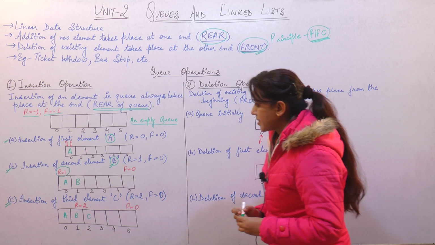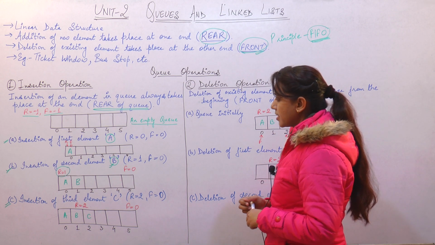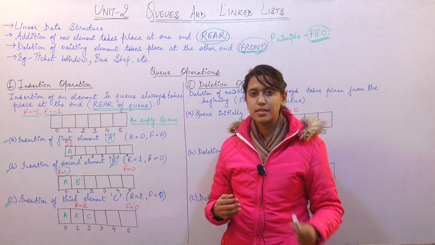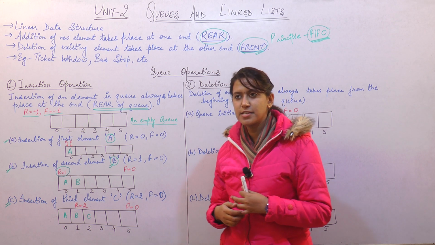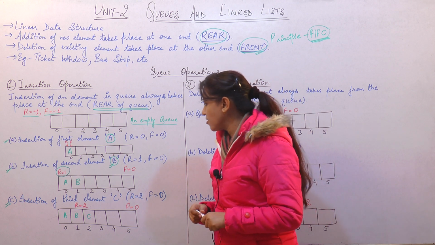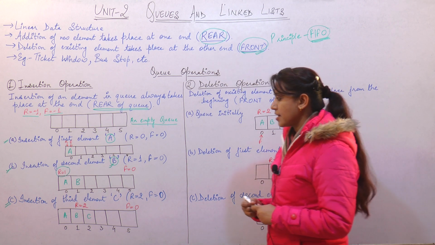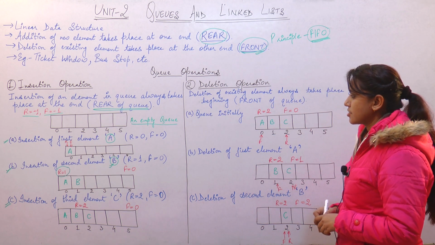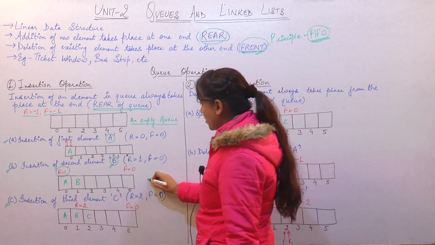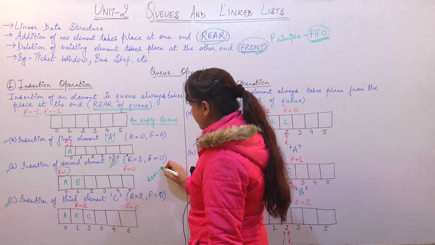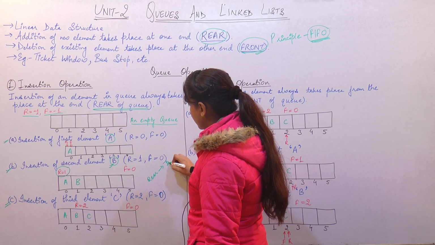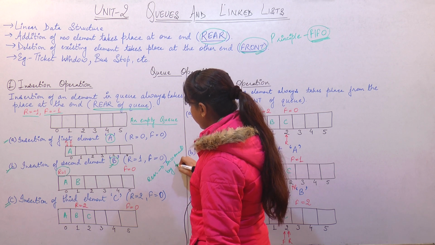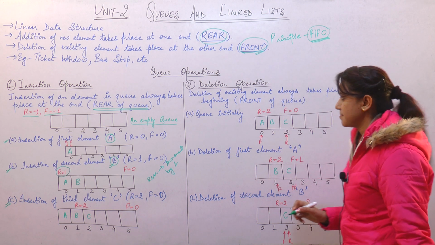Now the thing that we should note here is that whenever we are inserting any new element to the queue, the value of rear end is always increasing by 1 and the value of front end is not changing at all. So in insertion operation, the value of rear end will always increment by 1 whenever we are inserting any new element.